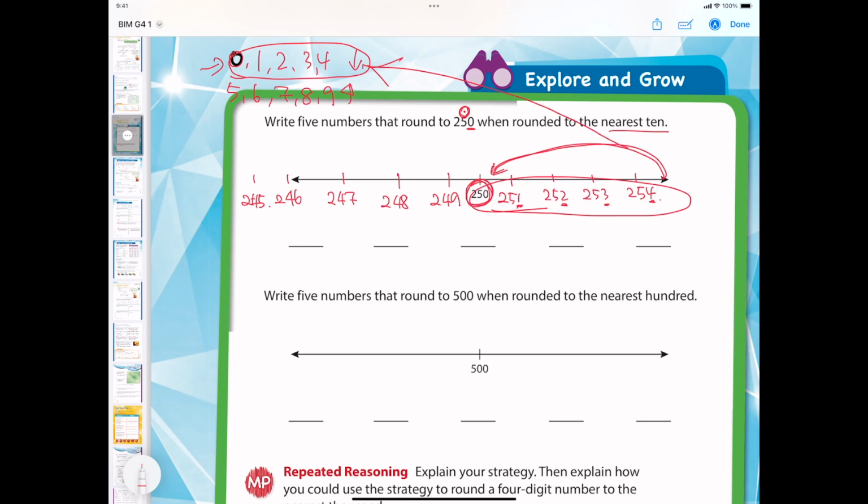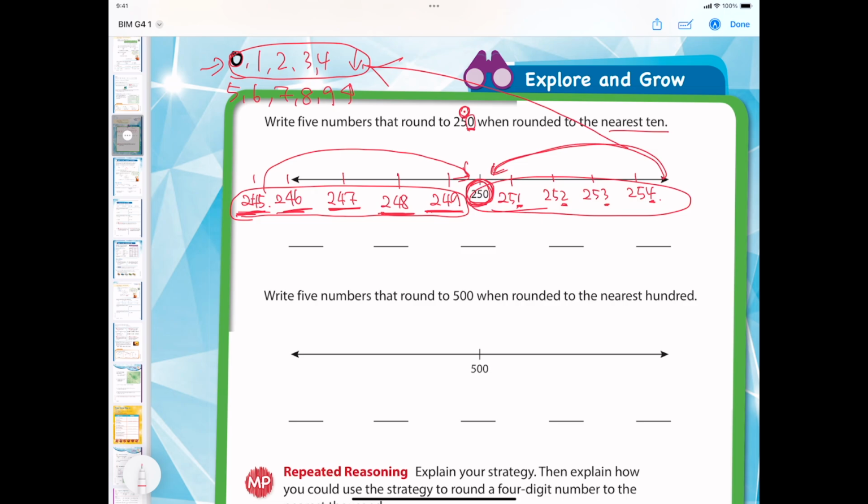On the other hand, 245 and 246, 247, 248, and 249, when you round these numbers, these are going to be what? Round up to 250. Remember? I used to call it the matter number because this digit matters to the target number. So right next to the target number is the matter number.